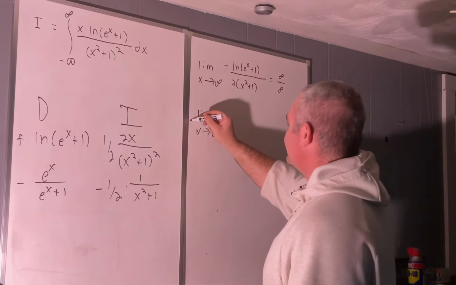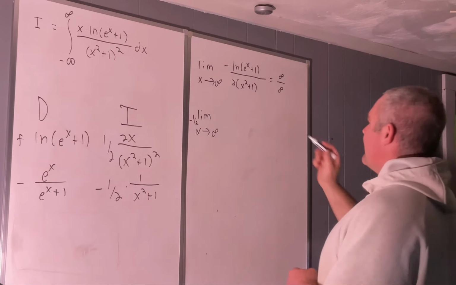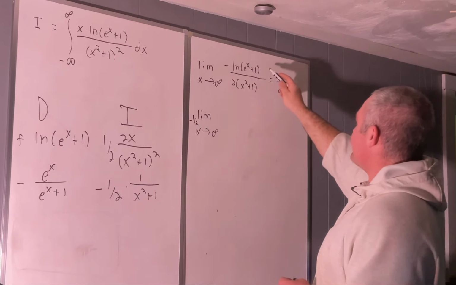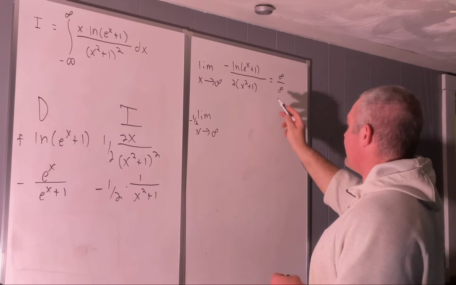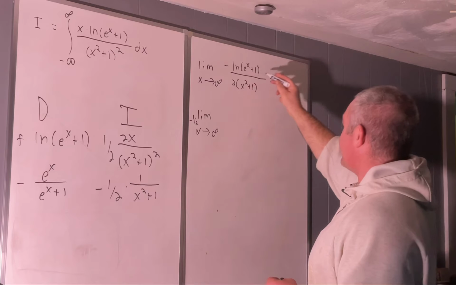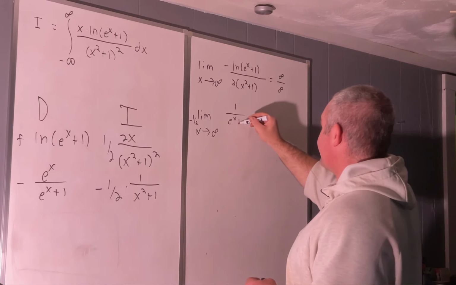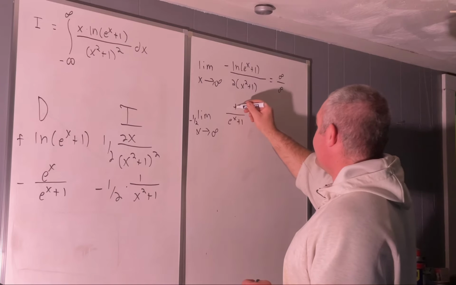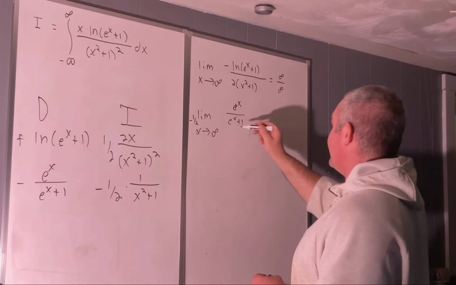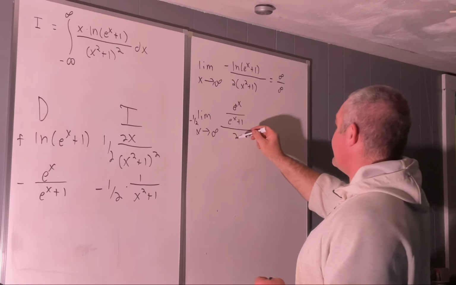No, we'll put negative 1/2 times the limit as x goes to infinity of the derivative with respect to x of this over the derivative with respect to x of this. So the derivative with respect to x of this is going to be 1 over e to the x plus 1 times e to the x. And then we'd get over the derivative with respect to x of this thing, which is 2x.